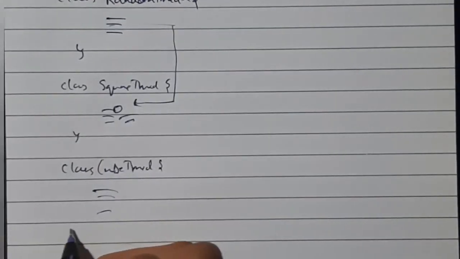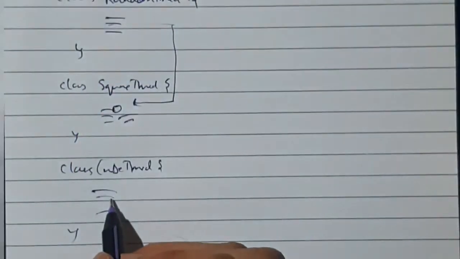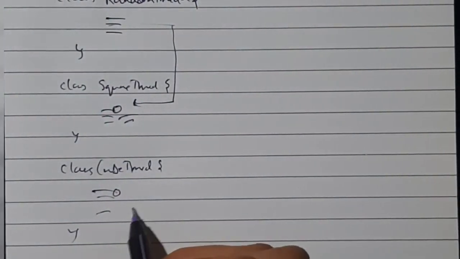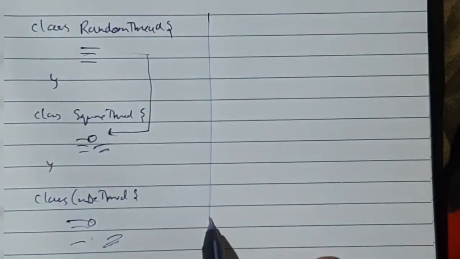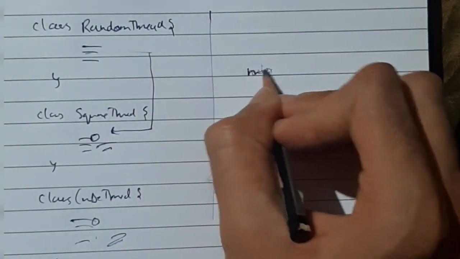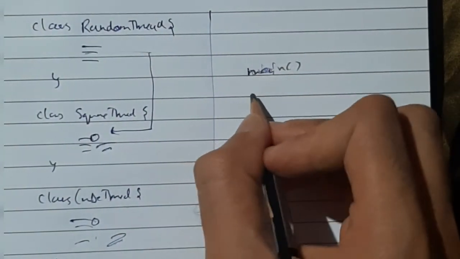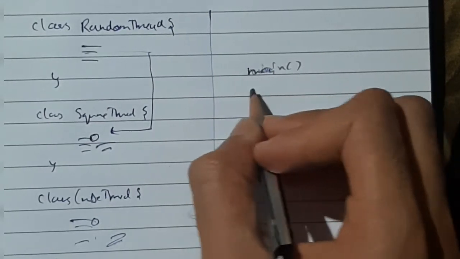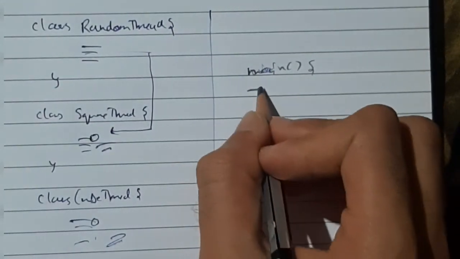The cube thread will take the random integer r, and it will find out its cube and print the value. Okay, so these are the three threads which we need, and finally, in the main program we will be executing the codes.